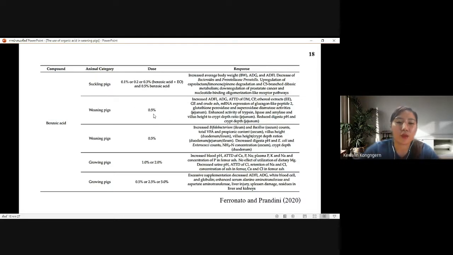And when we use 2.5% in weaning pigs, it will increase ADFI, ADG, ATTD of dry matter, crude protein, ether extract, gross energy, and crude ash, and enhance activity of trypsin, lipase, and amylase, and the villus height to crypt depth ratio in the jejunum, reduce the digesta pH, and crypt depth in the jejunum too.